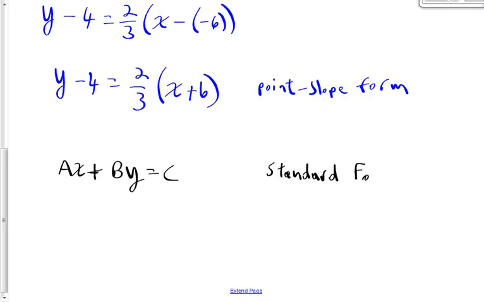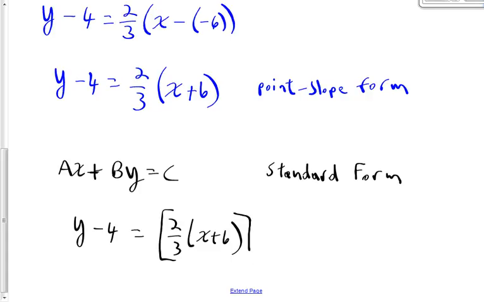And in order to put it in standard form, what I need to do is first get rid of all the fractions. Then I need to put all the variable terms on the same side. And once I have the variable terms on the same side, I put the constant term on the other side. So let's go through and do that. I have y minus 4 equals 2/3 times x plus 6. And the first thing I want to do is clear the fraction. So I'm going to multiply both sides of my equation by 3.